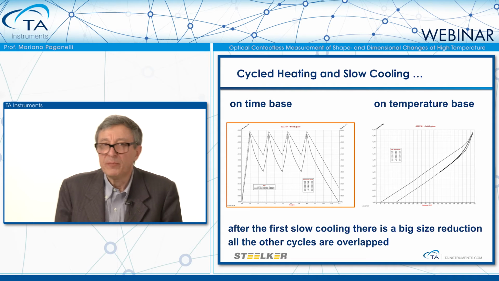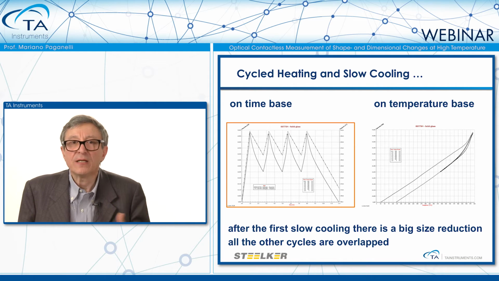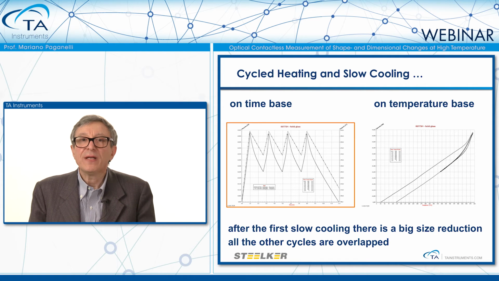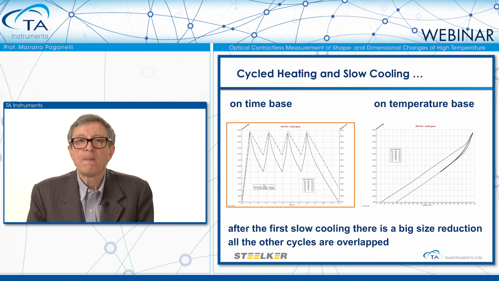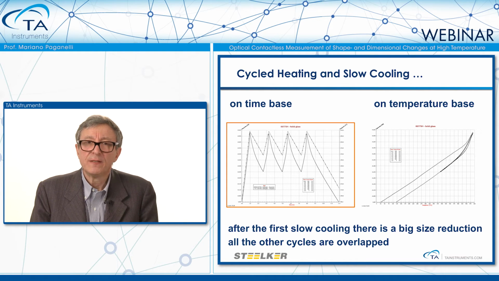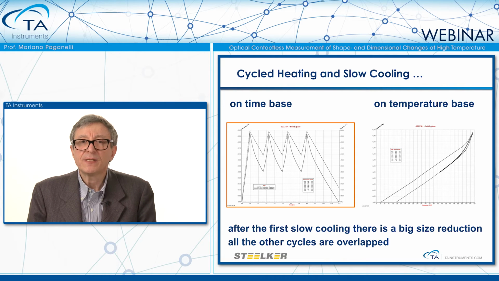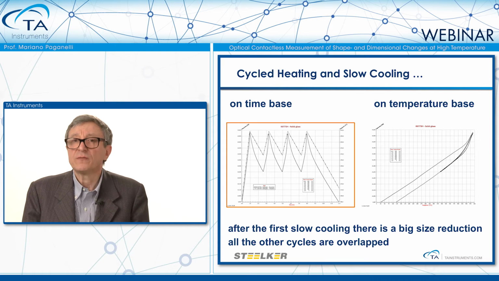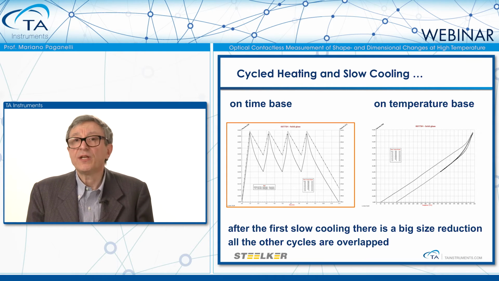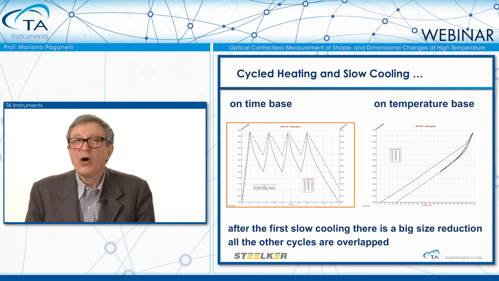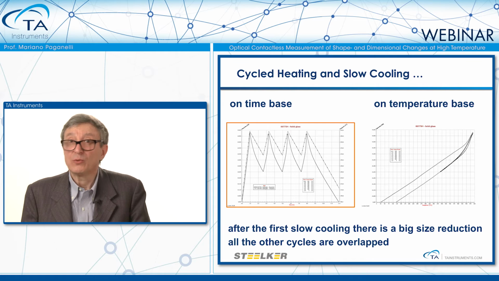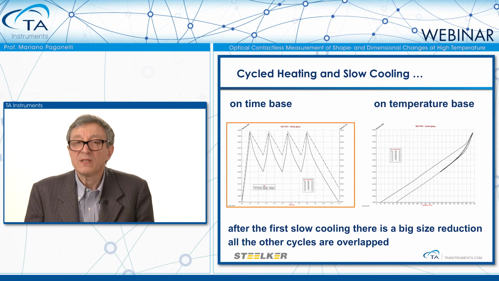This is another beauty. This is a cycled heating, a slow cooling on a time base on a glass specimen, window glass specimen. In the graph on the left, the dotted line is the heat treatment. The solid line is the size of the sample. We can see that the size increases while heating, decreases while cooling, increases while heating, decreases while cooling. On a time base, it doesn't look so nice. But on temperature base, we can see something fantastic.